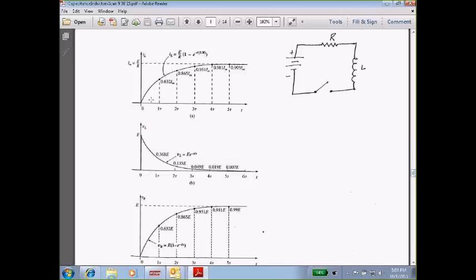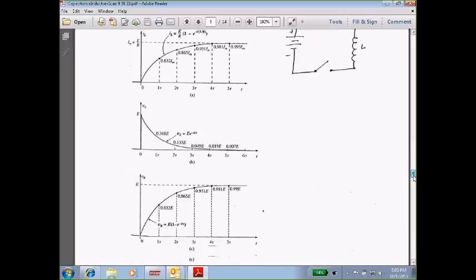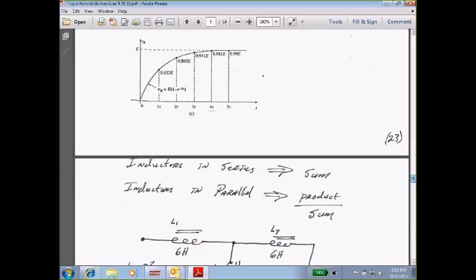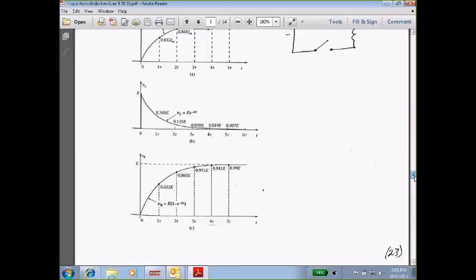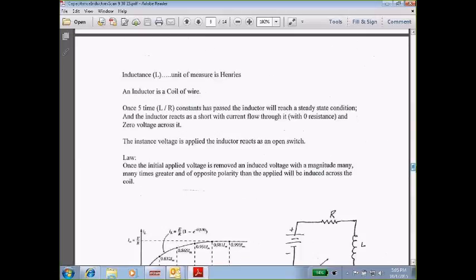And then I show a picture of here's your 5 time constants. You have the same charging rate as you did on the cap, and here we're going with the current for the inductor. The voltage on the inductor is an exponential decay, and then here is the voltage across the resistor, which would be an exponential rise. Okay, questions at this point? Comments?